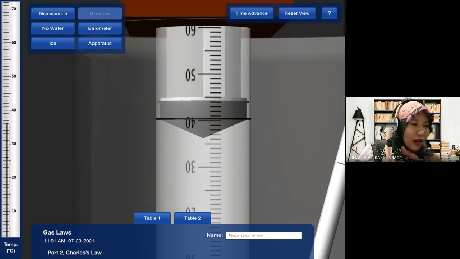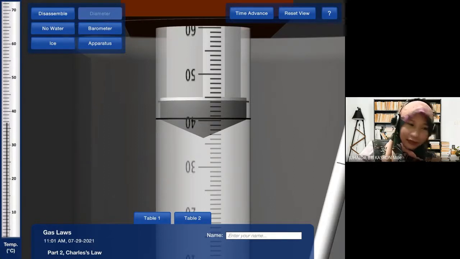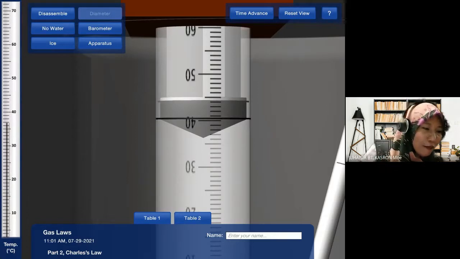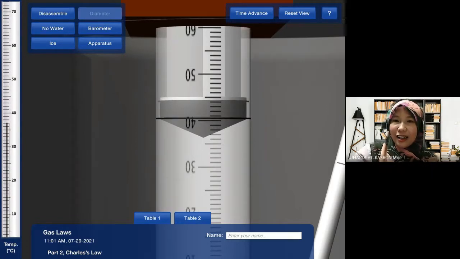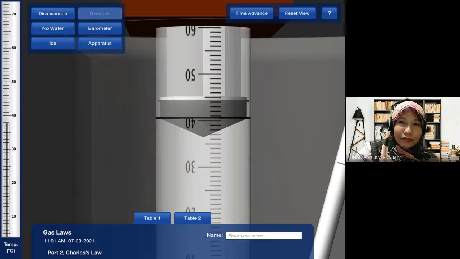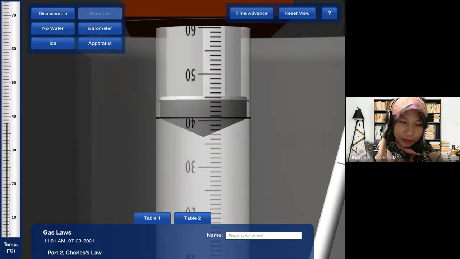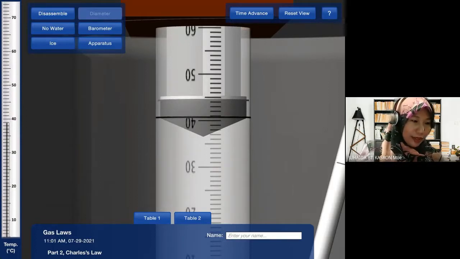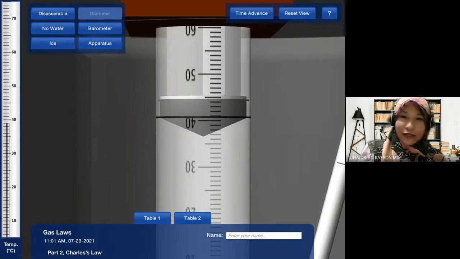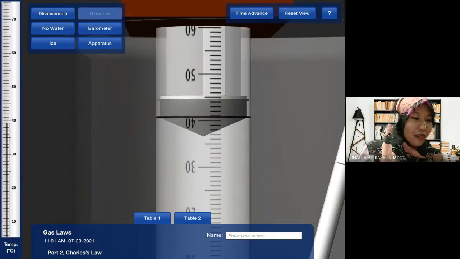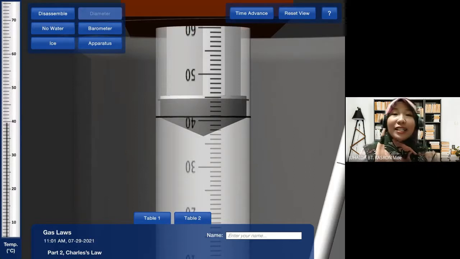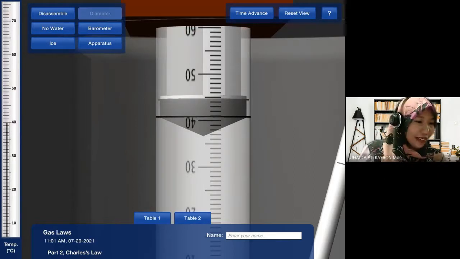Okay. Now the last one. 40 degrees Celsius. 40 degrees Celsius. Yeah, final temperature. Yes, almost there. Yeah, 40 degrees Celsius. Done. All right.